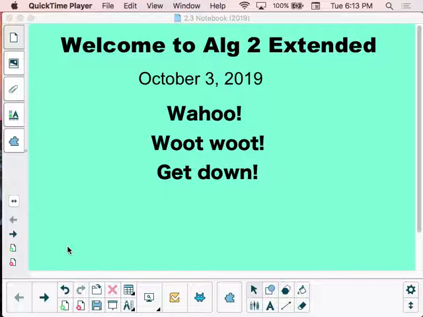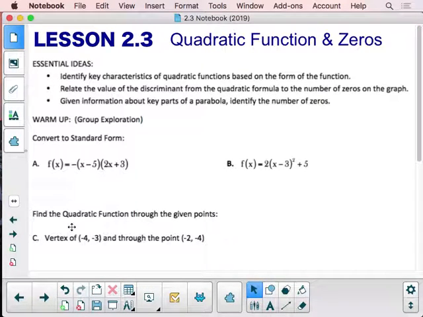Today, we're going to be discussing quadratic functions and zeros. Why don't you go ahead and get started on the warm-up, and when you're done with that warm-up, then you can restart the video. So go ahead and pause and give that warm-up a shot.